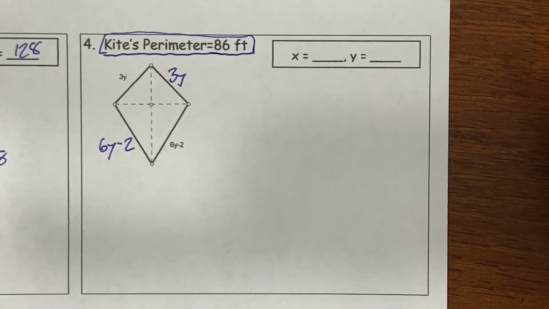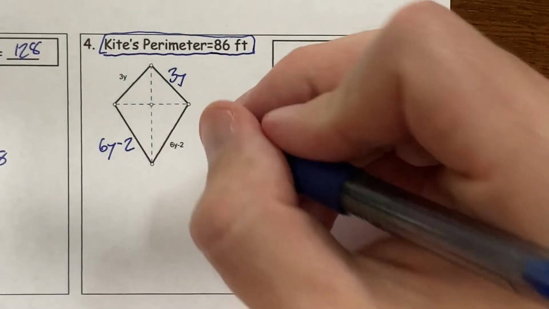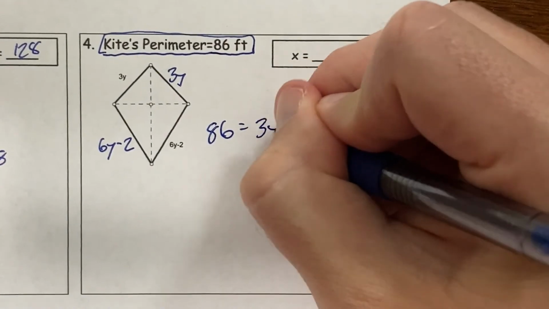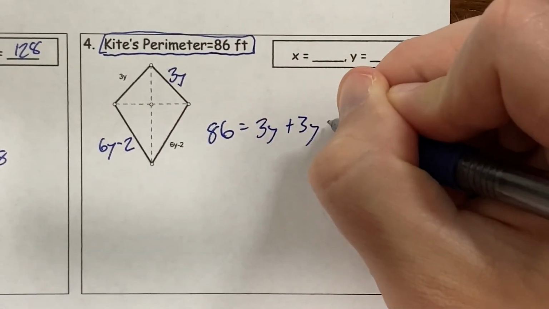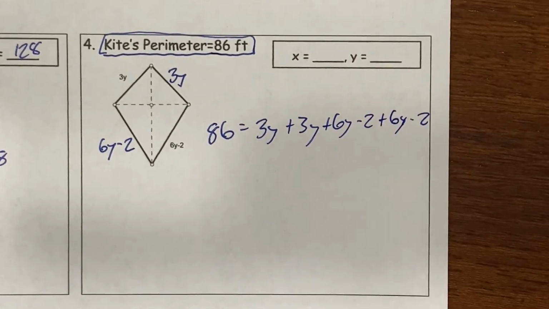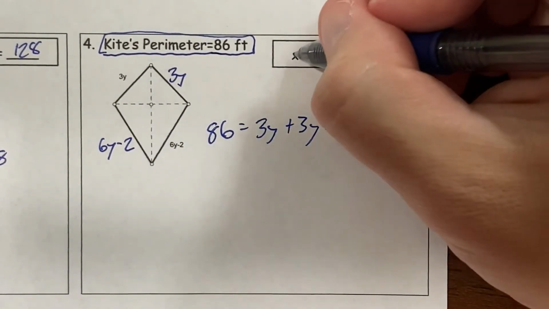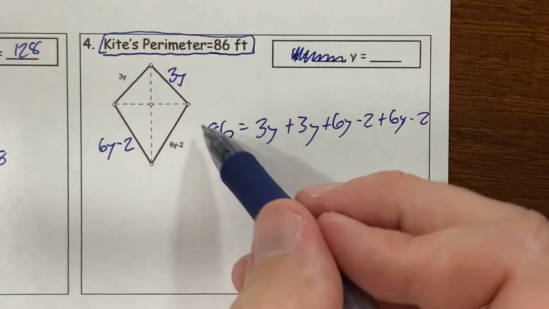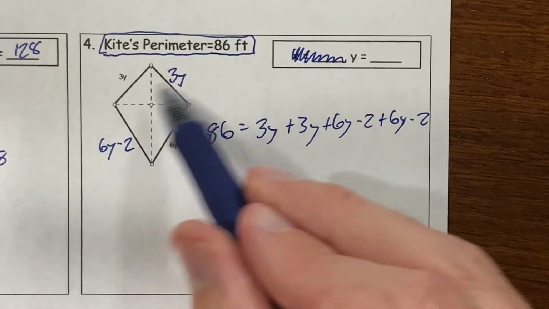So perimeter is adding up all the sides. So if I take 86, the perimeter, and add up all the sides, I can solve for y. There is no x here. I don't know why that's there. Okay. So perimeter is 86 equals adding up all the sides.